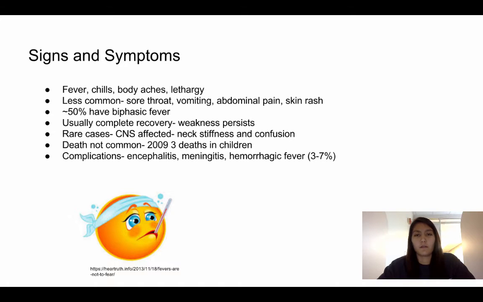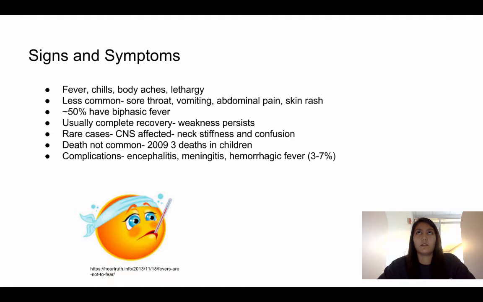Usually, people will have a complete recovery from the disease. Children will get the disease, and then they'll be better. Usually, people are better within 2 weeks after contracting the disease. So it's not very long. It's not too bad.